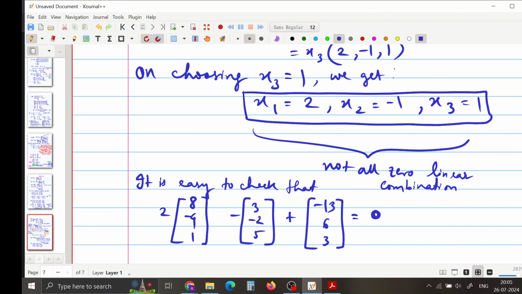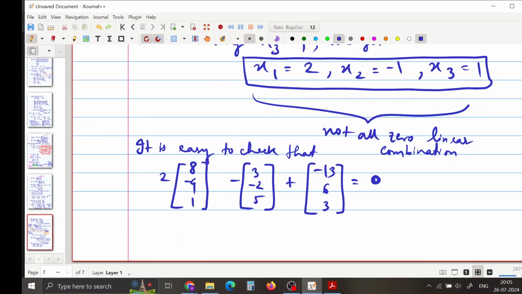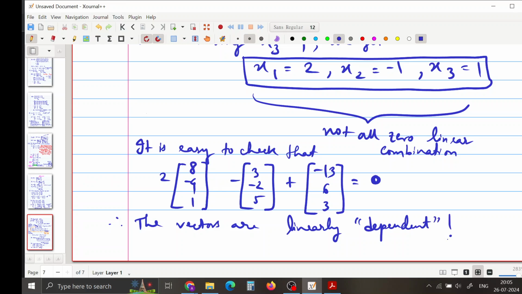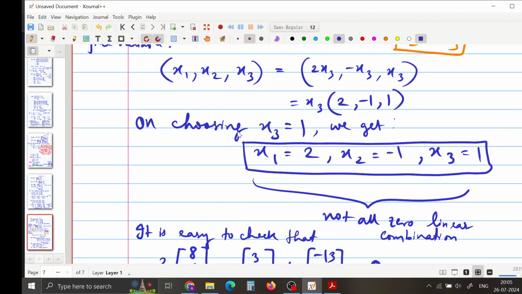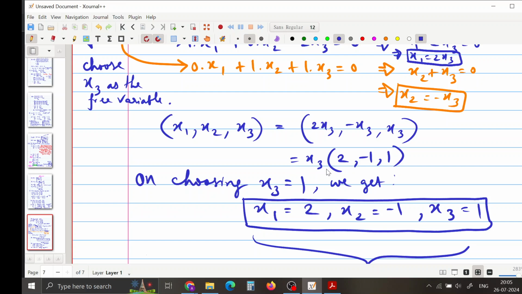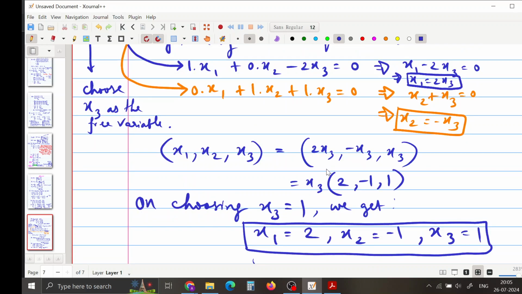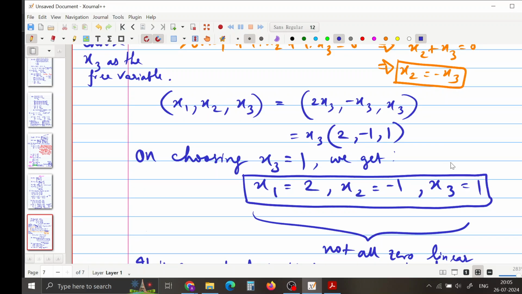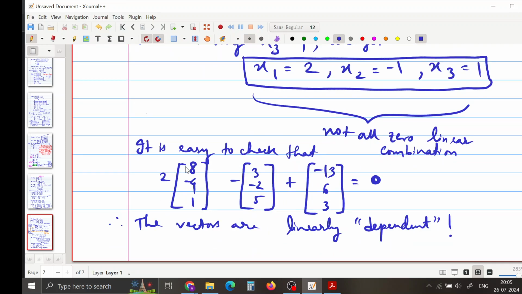Okay, so therefore the vectors are linearly dependent. x3 was our free variable. If you would have chosen x3 equals 0, automatically x1 and x2 also would have been 0, but that's just one case. We can get some non-trivial combinations as well, depending on the choice of x3. So the vectors are linearly dependent.